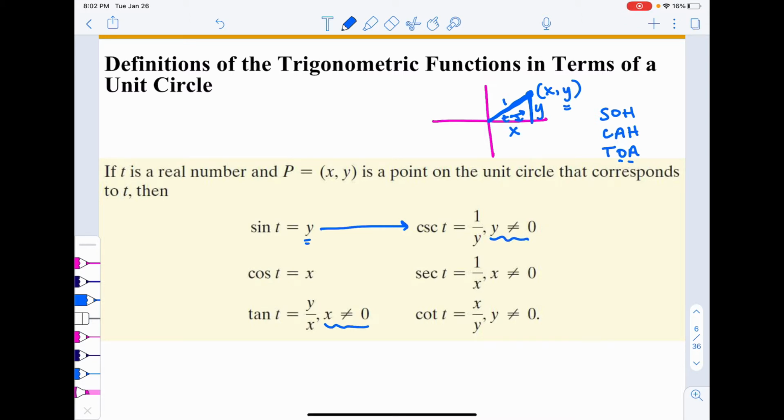Our cosine of t, take the reciprocal, we get our secant, 1 over x, x cannot be equal to 0. And then our tangent of t, y over x, becomes our x over y. So all those are those reciprocal functions. It's just flipping the fraction. Again, stuff you should already know.